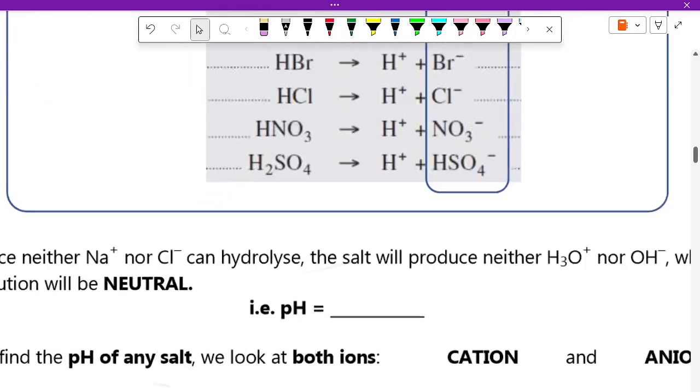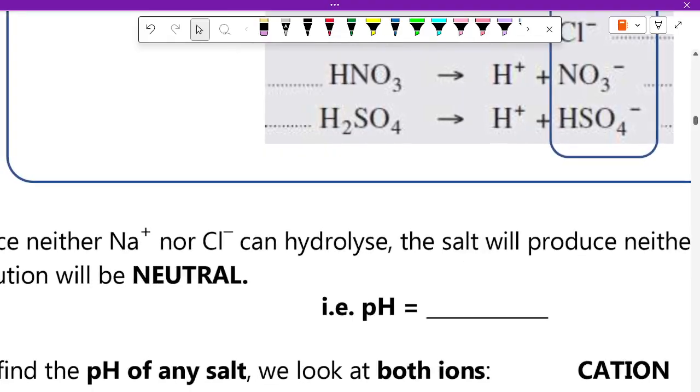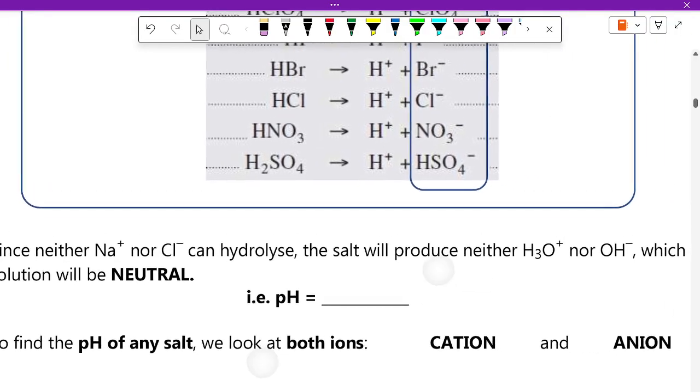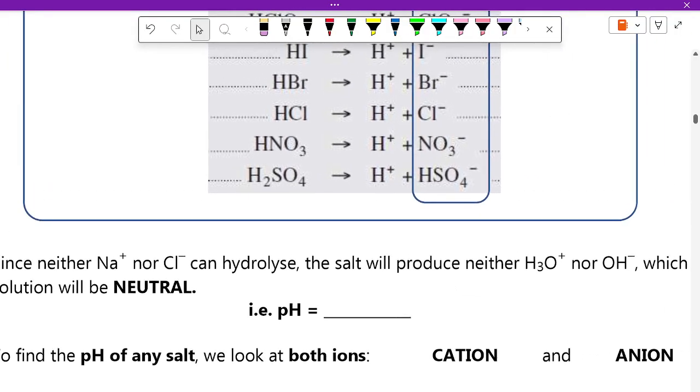So since neither sodium nor chloride can hydrolyze, the salt will produce neither H3O plus nor OH minus, which means it will be neutral. In other words, the pH will be... I don't know why everyone is not saying it though. I had one person mouth the words to me. What is the pH? 7, thank you.